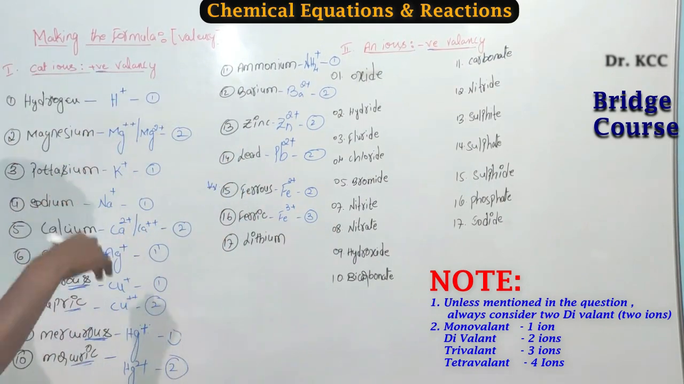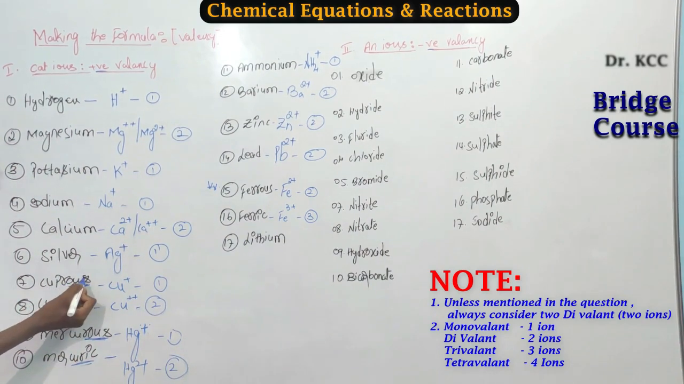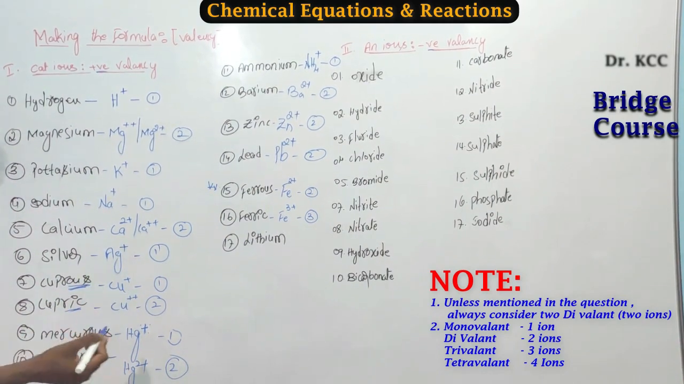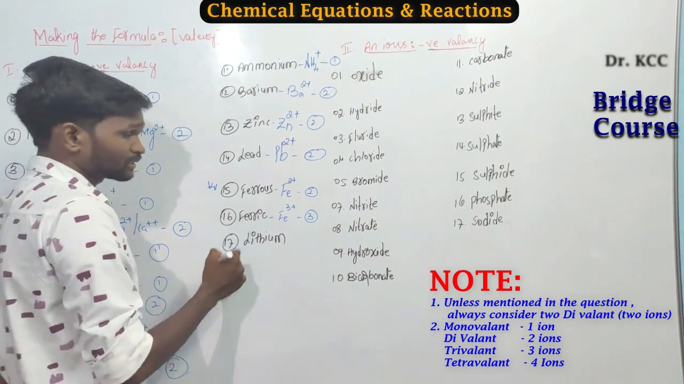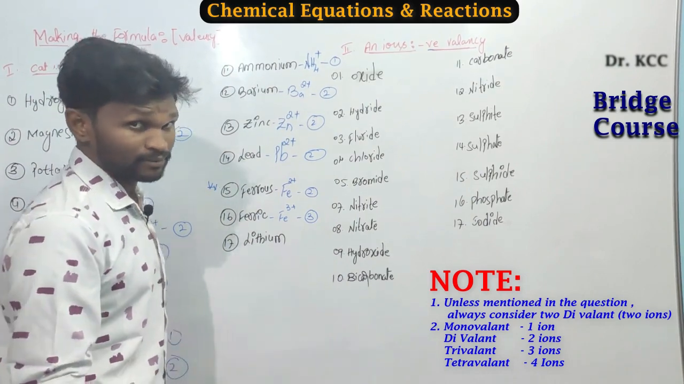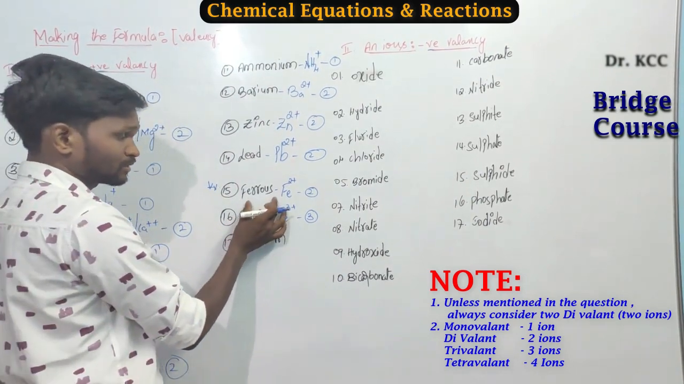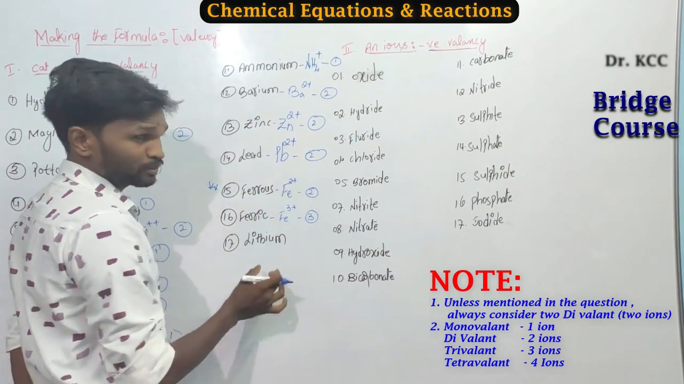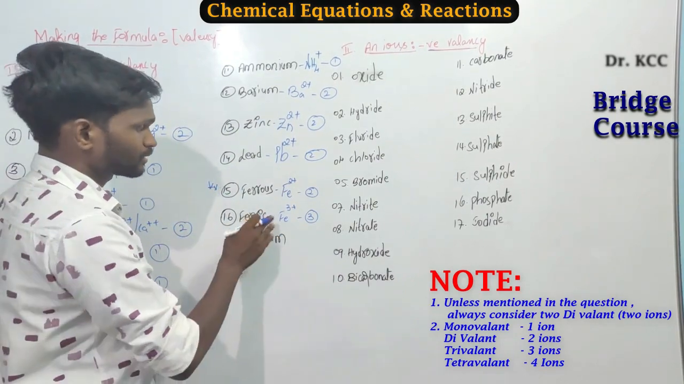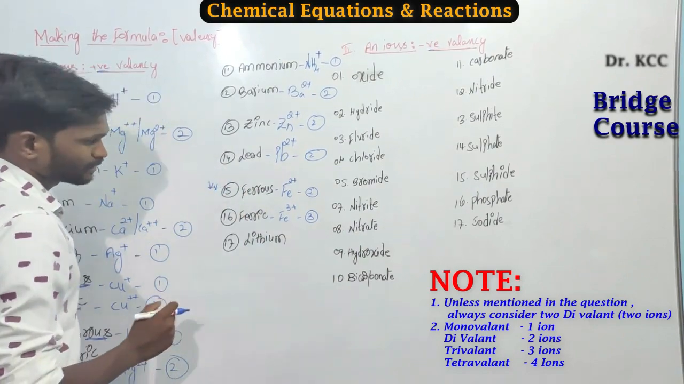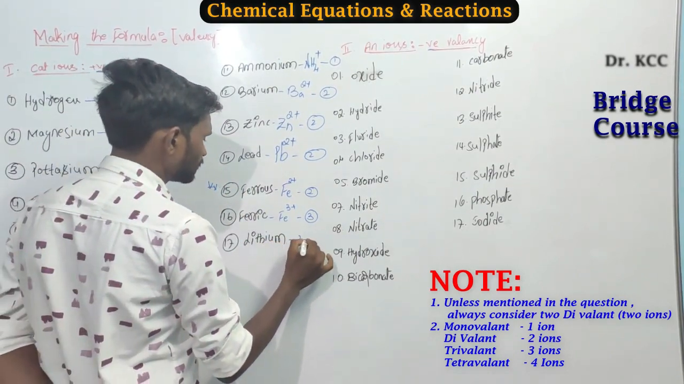Usually, as I told you just before, whenever you come across -ous, the ions are +1, that is Cu+ or Hg+. But only for iron, if it is ferrous oxide, ferrous sulfate, whenever you come across ferrous, that is Fe2+. If it is ferric, Fe3+. It's an exception. Clear? Then you have lithium, which is Li+.